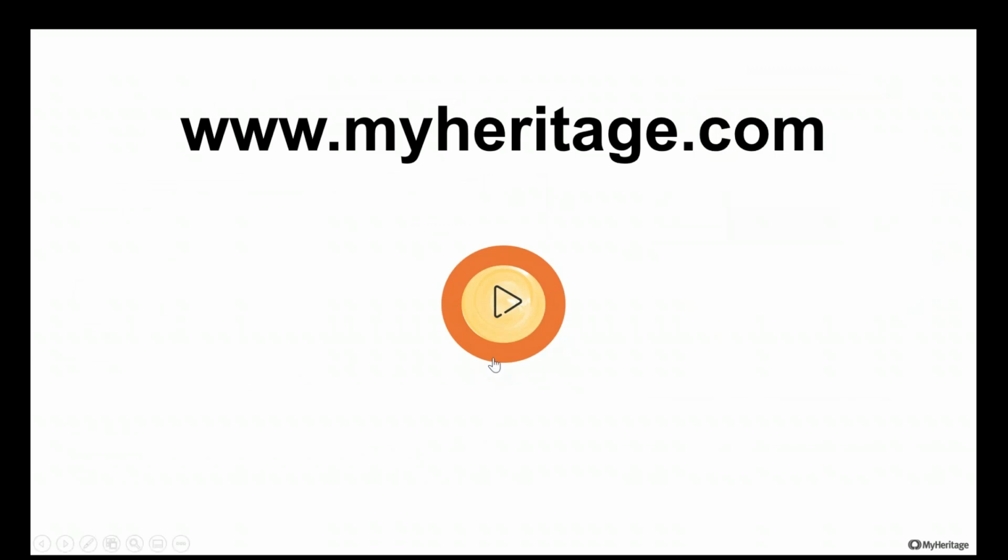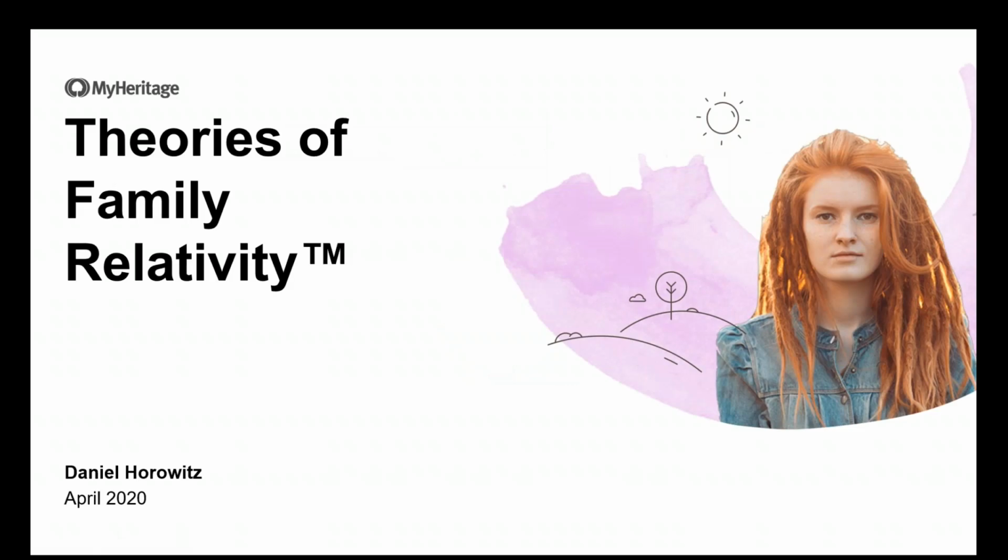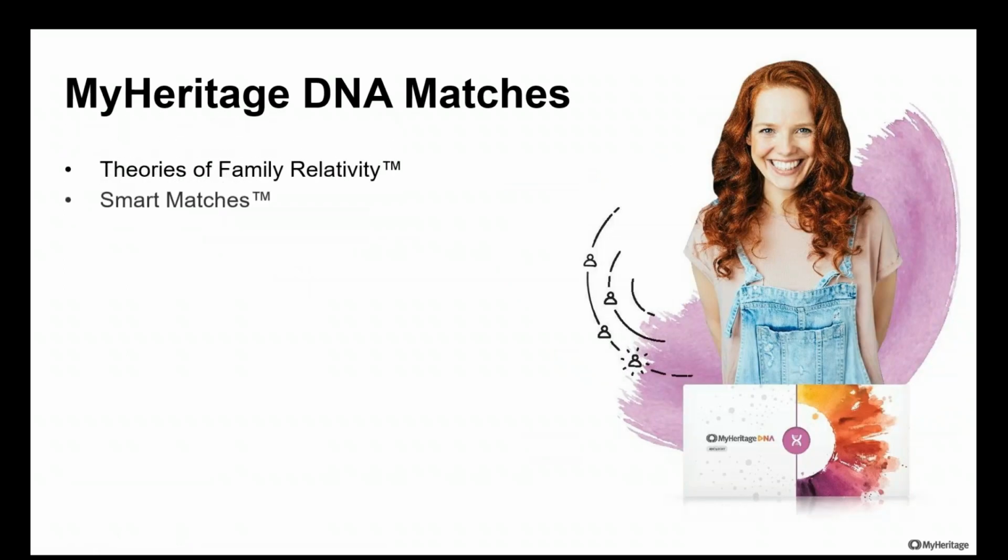Normally, I would go straight to the website and show you how the feature works. But today, unfortunately, because it's related to DNA, the theories of family relativity, I need to go through a PowerPoint, because at MyHeritage we take privacy very seriously and we don't want to reveal any details of people who have not authorized us to do that.